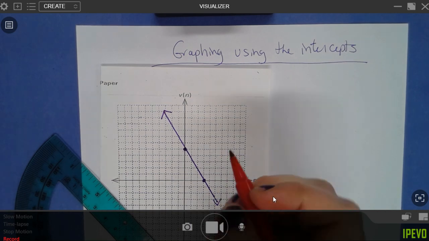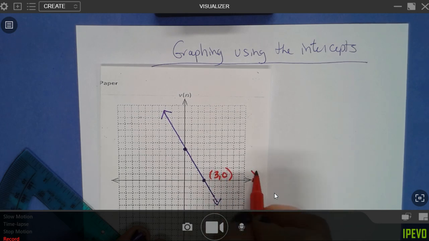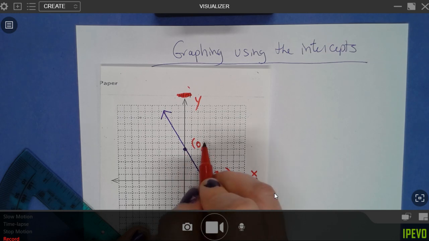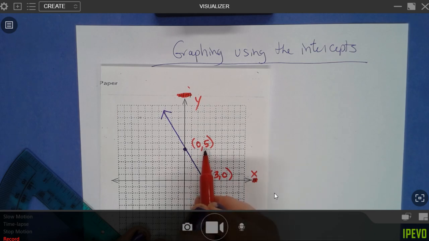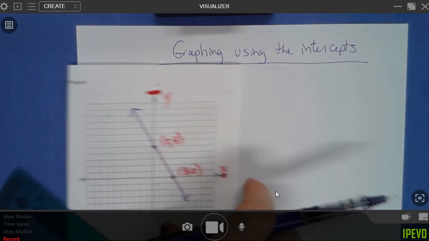To find these 2 points, what's interesting about them is that on the x-axis, this point here is (3, 0). On the x-axis, the y value is 0. And if I went to label this point here on the y-axis, I would say x is 0 and y is 1, 2, 3, 4, 5, so y is 5. So on the y-axis, x is 0, and on the x-axis, y is 0. That is the key feature to graphing using the intercepts.